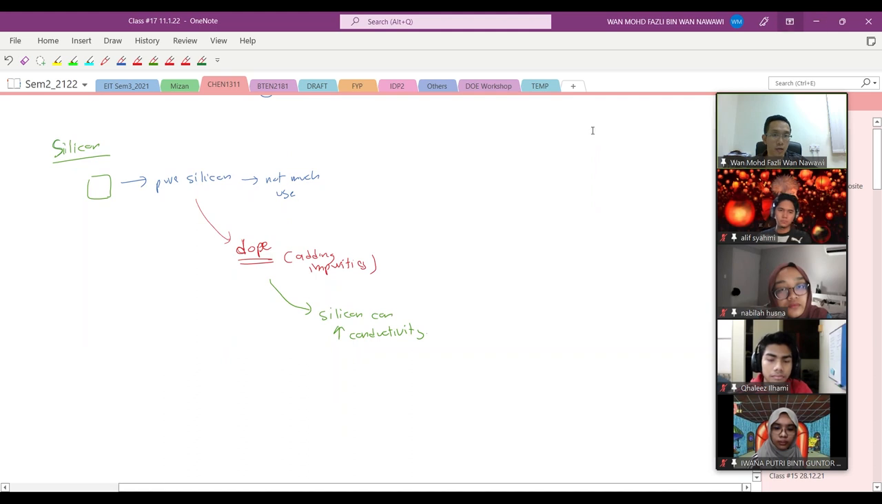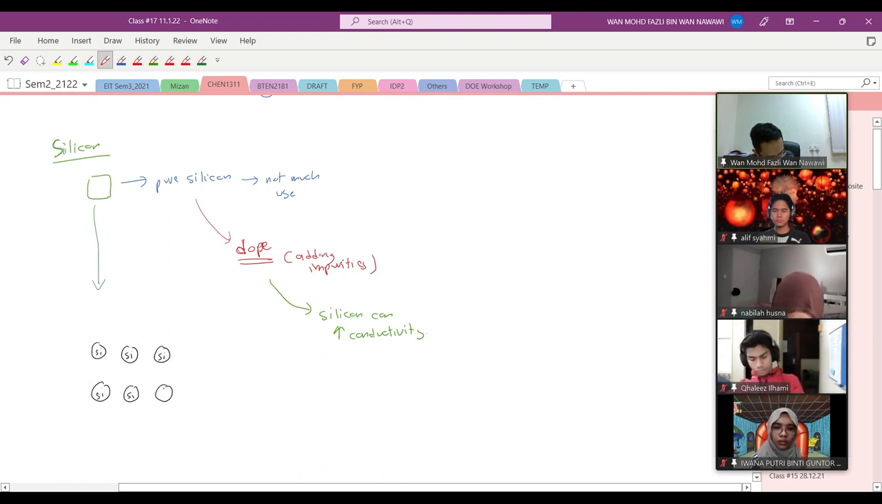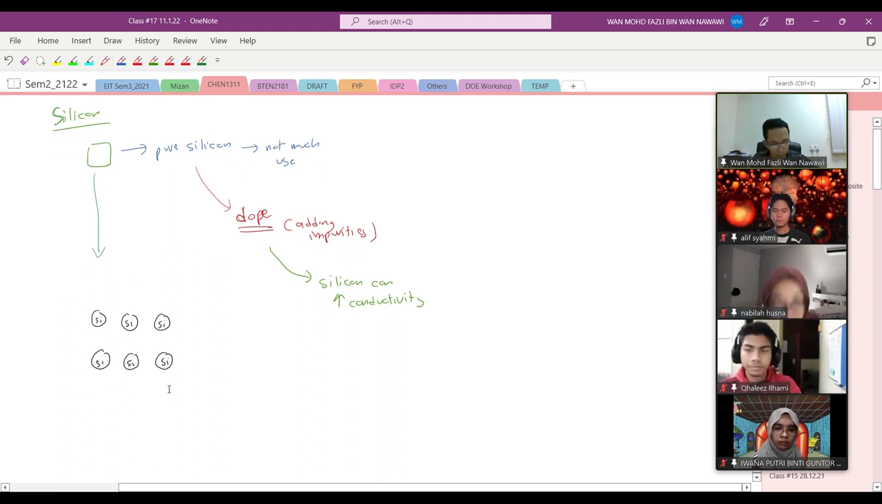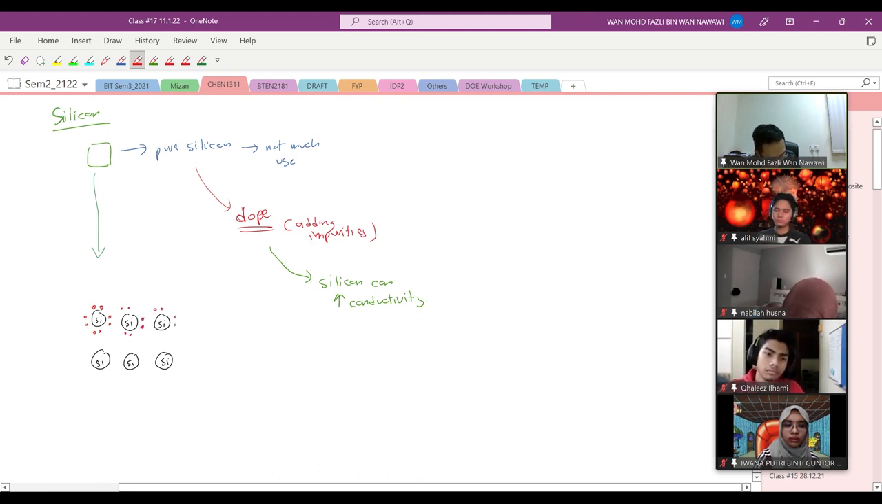So in pure silicon, let's say I put silicon, silicon, silicon, and then another silicon, and another silicon. Let's say you have six silicon atoms, and each silicon has four valence electrons, right? 1, 2, 3, 4, 5, 6, 7, 8, because it's already like this.